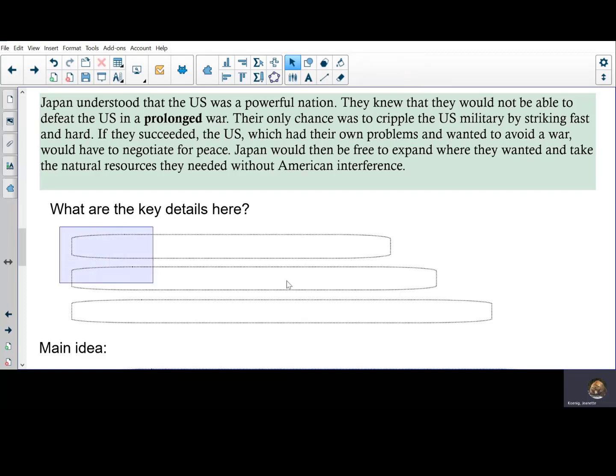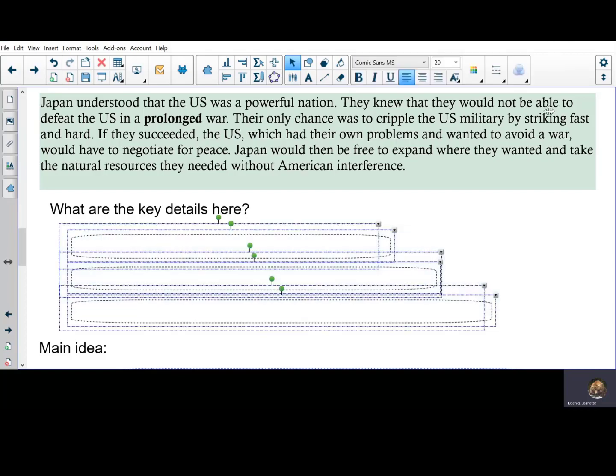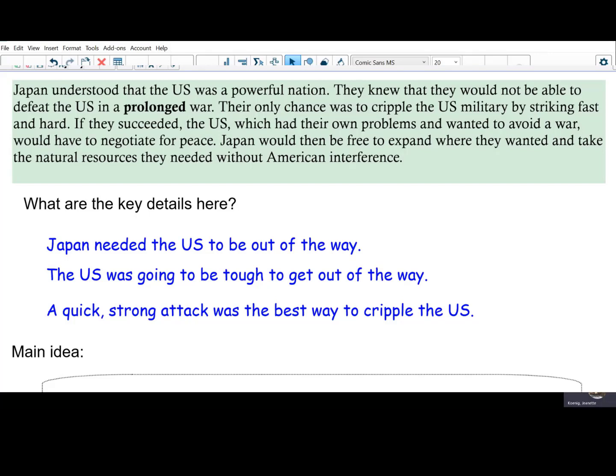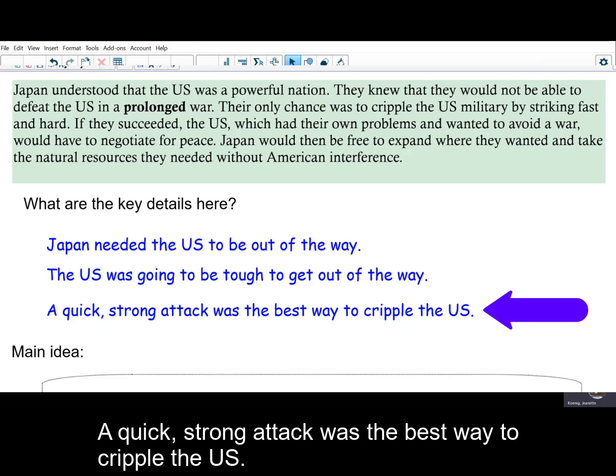Okay, let's see what I was thinking when I wrote the answers to these questions. Yeah, I really should have listed the US as very powerful as its own detail, but I combined it with one of the other details, that the US would be tough to get out of the way. They kind of reinforce each other. So I have Japan needed the US out of the way, the US was going to be tough to get out of the way, and a quick, strong attack was the best way to cripple the US.